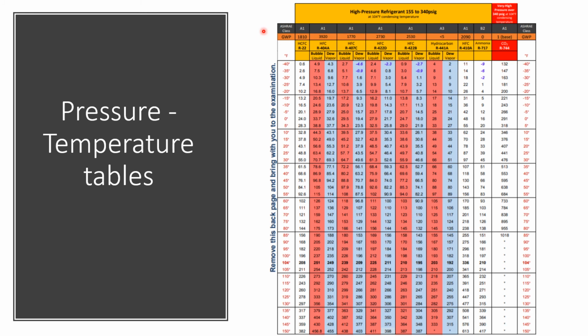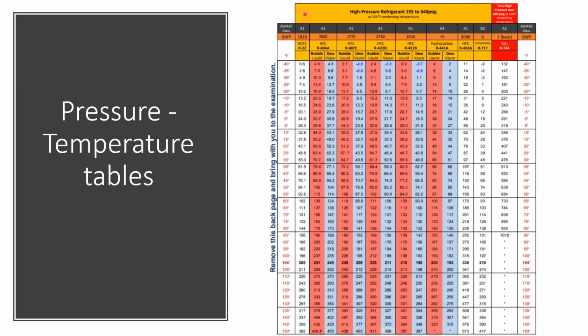ASHRAE classifies refrigerants, and they have been for a few years now. And what they do is they classify the toxicity level and the flammability level of that refrigerant. So as an example, we'll go to R22 because R22 is a really common refrigerant, especially in comfort cooling. So R22, according to the ASHRAE classification, is an A1, and you can see this up here in this gray area.